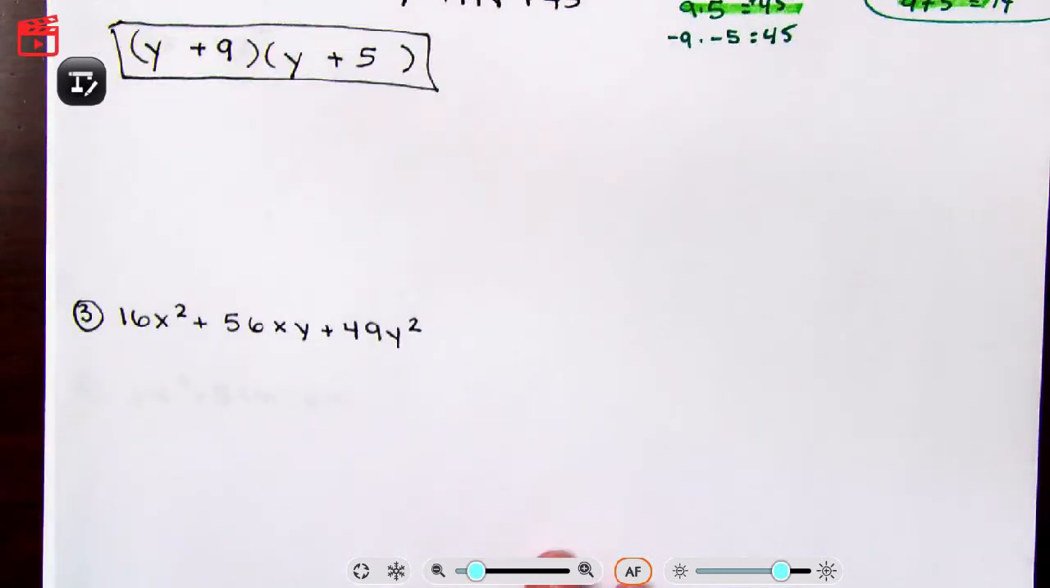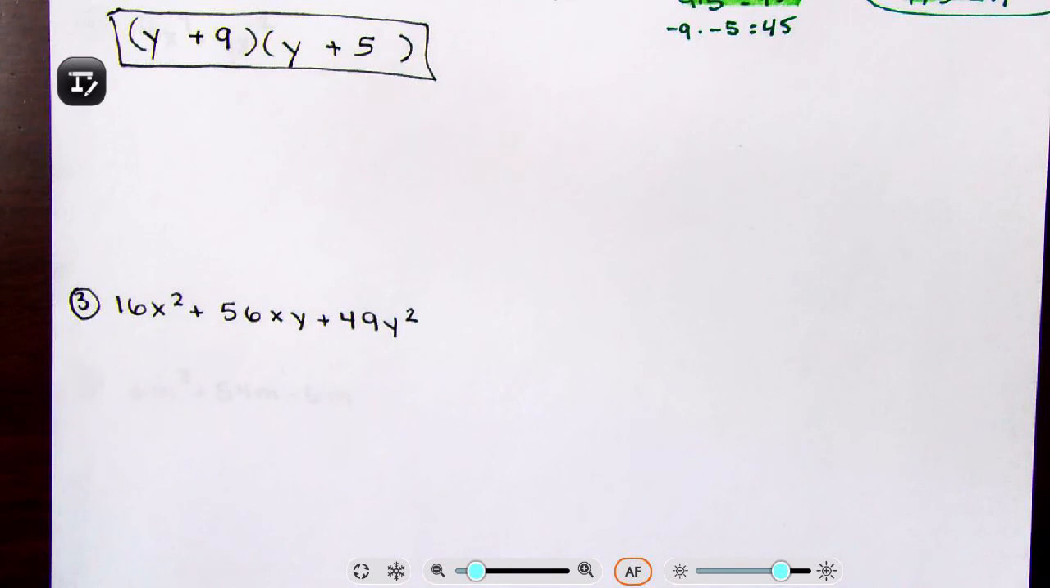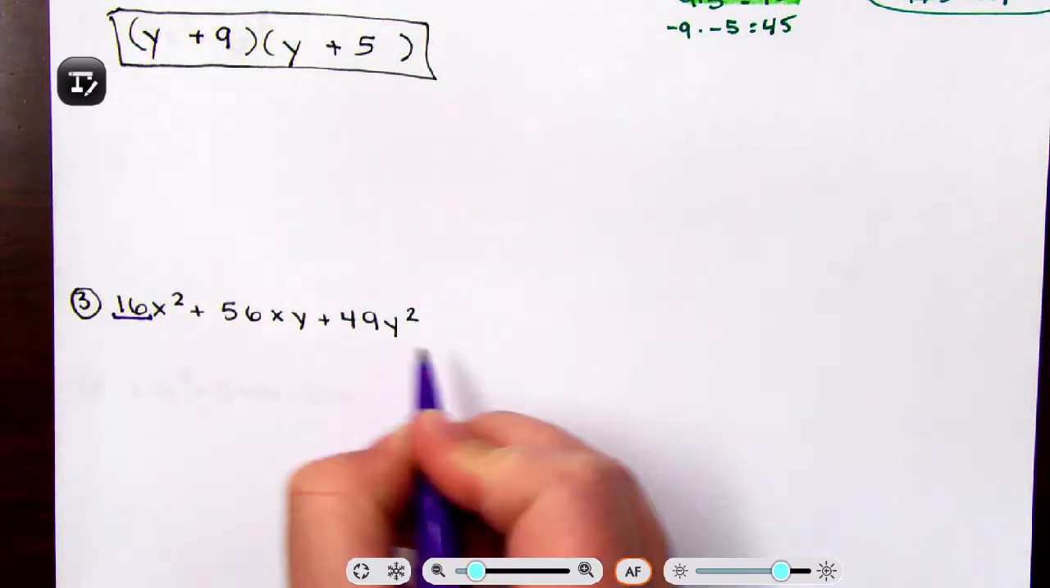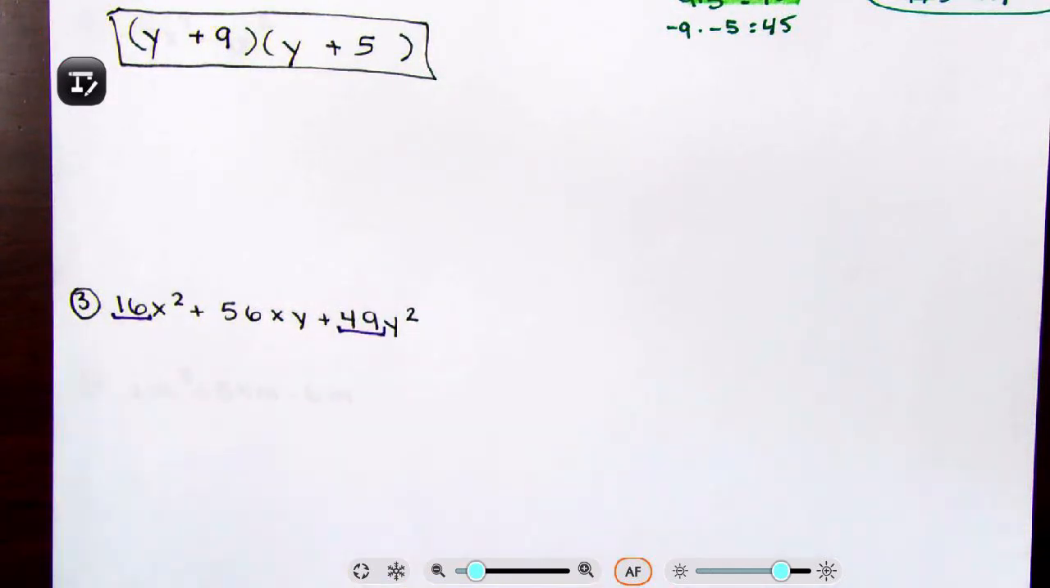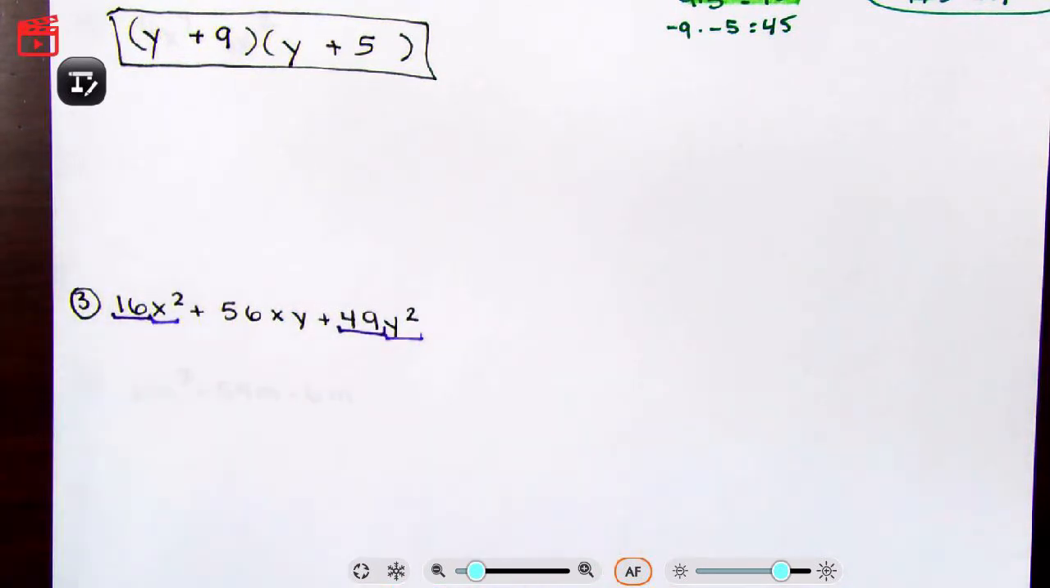Moving on to number 3. Number 3, I am noticing very big numbers. But I'm also noticing immediately that I have a 16 and I have a 49. Those are perfect squares. I have an x squared and I have a y squared. Those are also perfect squares. So in my brain, I'm thinking maybe this is the sum of squares, meaning I have a square of a sum. I'm going to have one bubble that's going to be squared. Maybe, but we have to double check.